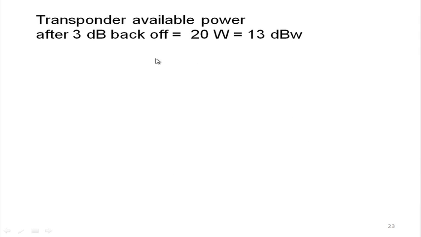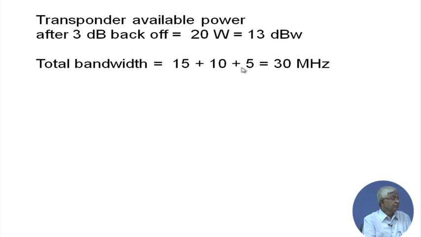So, how do you do it? Transponder total available power with 3 dB backoff, 3 dB is half power. So, 40 watt divided by 2 is 20 watt, in terms of dBW is 13 dBW. Total bandwidth required, each individual station needs different bandwidth. So, total bandwidth required is 30 megahertz.